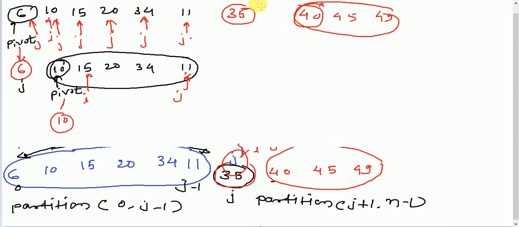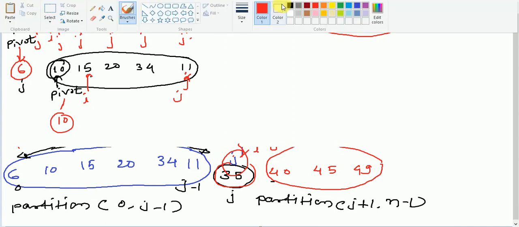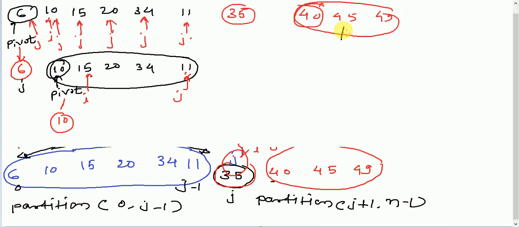Now here the pivot is 40, so I is pointing to 45, j is pointing to 49, the pivot is 40. 45 is not smaller than 40, so I will stop here. 49 is not smaller than 40, so j minus minus, j will come at 45. 45 is greater than 40, j minus minus, j will come at 40. 40 is not greater than 40, so j stops here, and here I and j are intersecting each other. The 40 will come here as it is, and the remaining array will be 45 and 49.